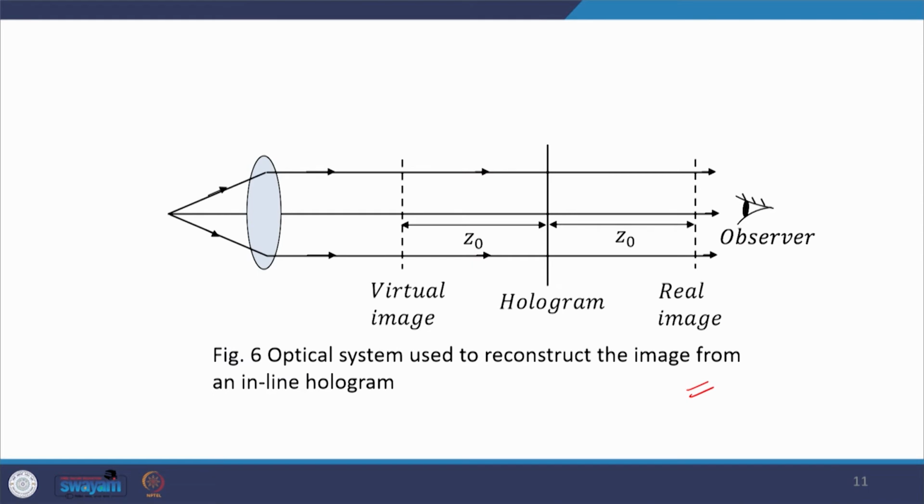In inline hologram, the reconstruction process is shown here schematically. Herein what we did is that we place the hologram here and then we shine the light, and everything is coaxial, as the system name is inline hologram, and the observer looks into the hologram from this direction. Now, you see that when light falls on the hologram, one image is created here while the other image is created here. This image which is created in the backward direction at z naught distance is called the virtual image, while the image which is created in the forward direction, close to the observer, is called the real image. We will learn about this virtual and real image in the forthcoming slide.